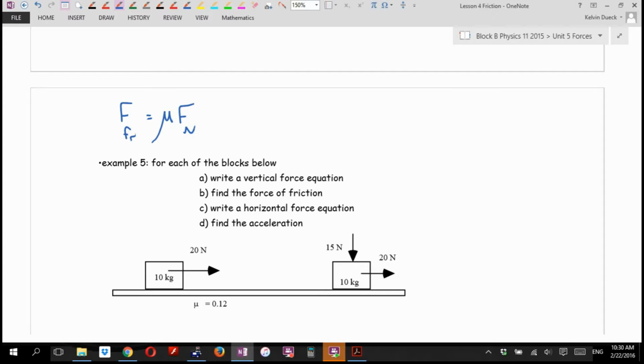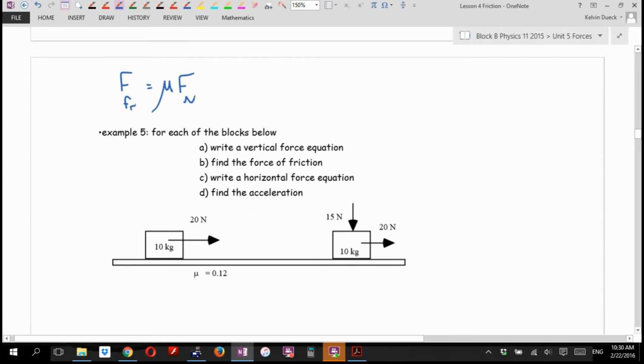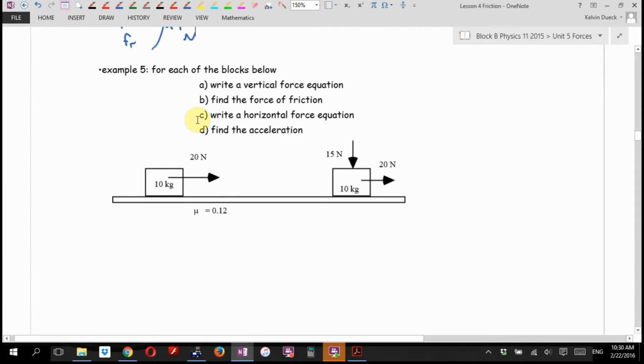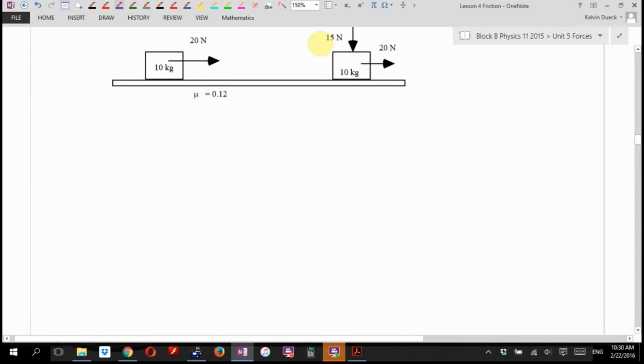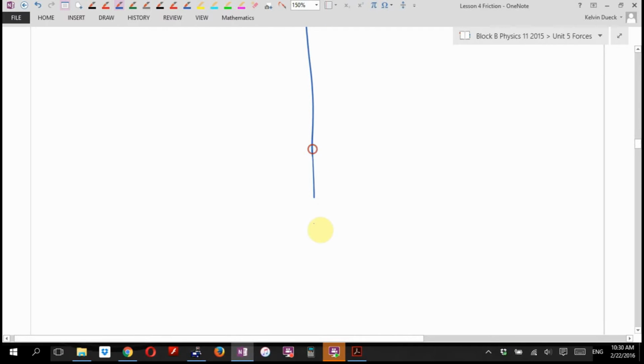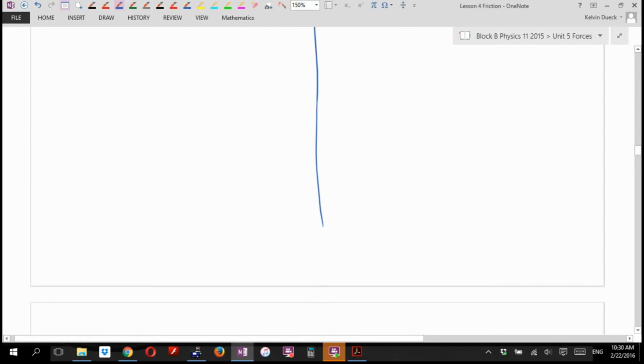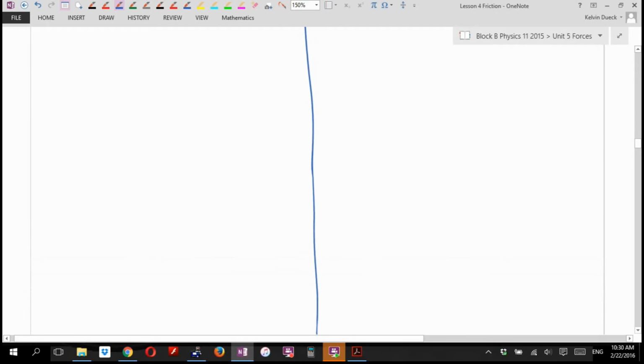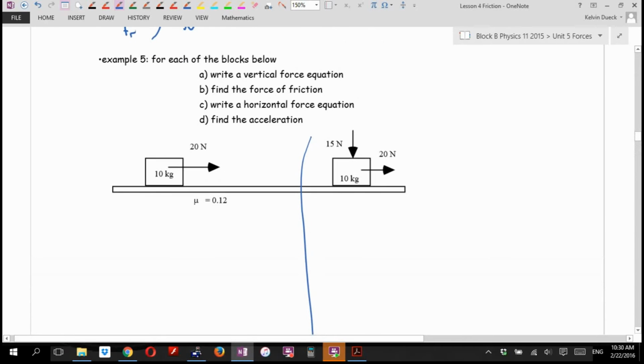Let me tell you this. All right. It says for each of the blocks below, write a vertical force equation, find the force of friction, write a horizontal force equation, find the acceleration. Let's draw a line right down the middle of the page, and we'll do the left-hand block on the left-hand side, the right-hand block on the right-hand side, and we can see how they compare. And let's do a free body diagram for each of these.